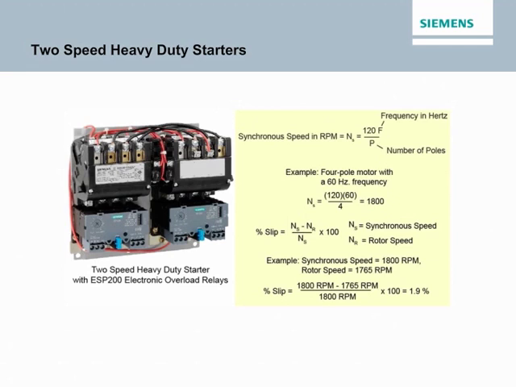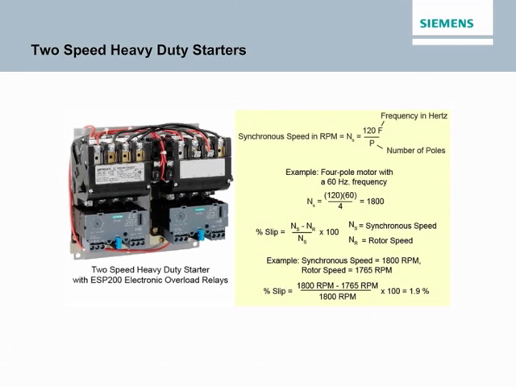Siemens offers Class 30 two-speed heavy-duty starters for separate winding and consequent pole motors used in constant torque, variable torque, and constant horsepower applications. Starters are available in NEMA sizes 0 through 4, including Siemens half sizes. Overload protection is furnished either with ESP200 electronic overload relays or ambient compensated thermal overload relays.